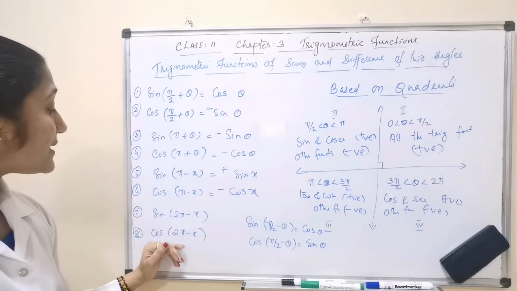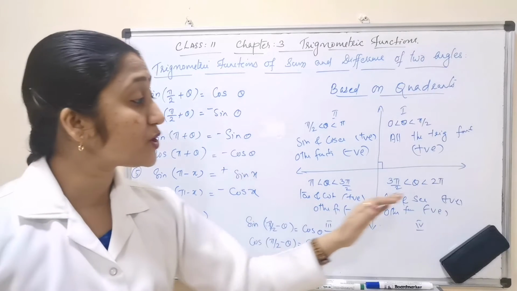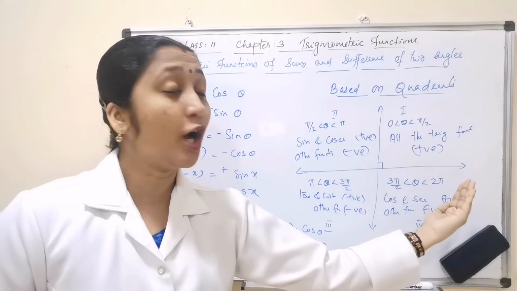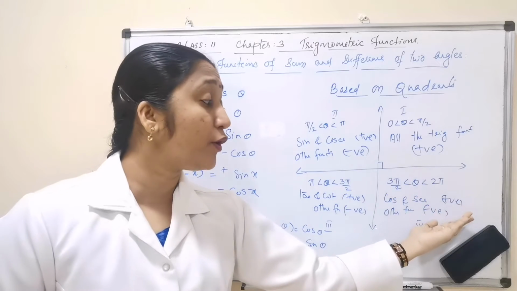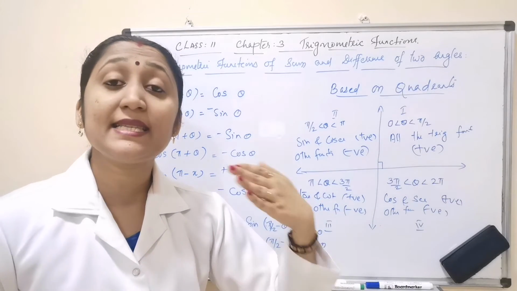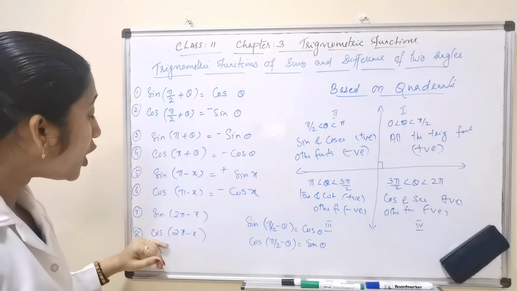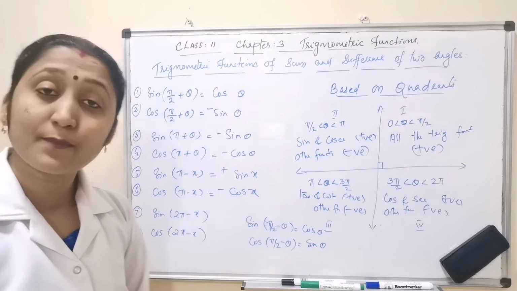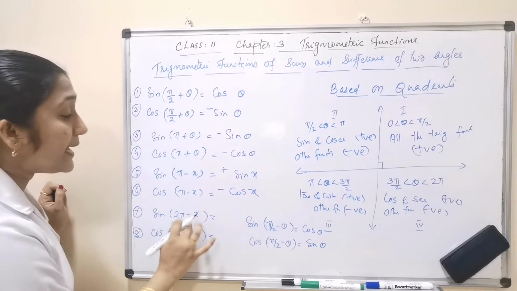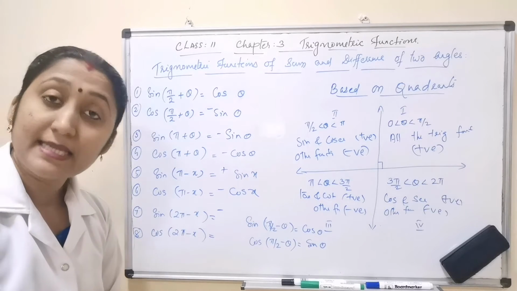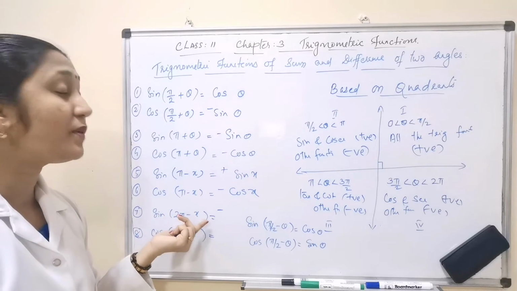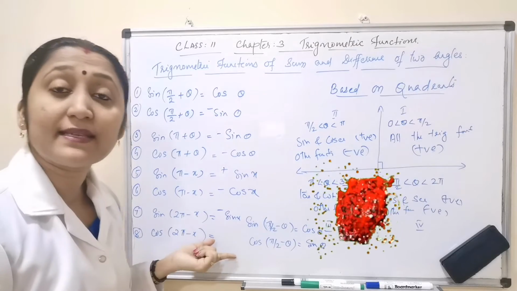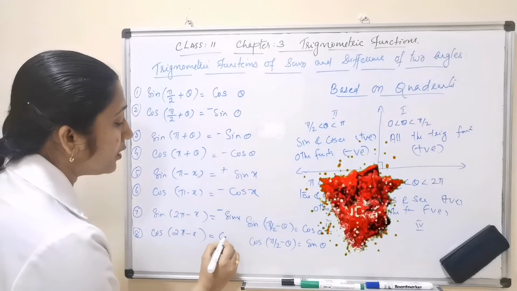Okay. Last, 2 pi minus x. 2 pi minus x is in the fourth quadrant, that is below 360 degrees. In the fourth quadrant cos and sec will be positive. So here cos of 2 pi minus x is positive, and sin is negative. So sin of 360 minus theta is minus sin x, and cos of 360 minus theta is cos x.